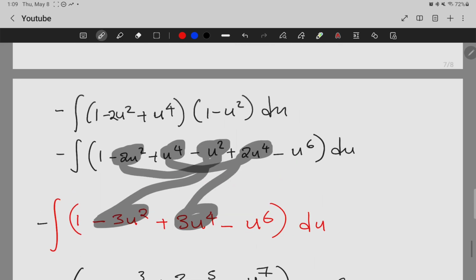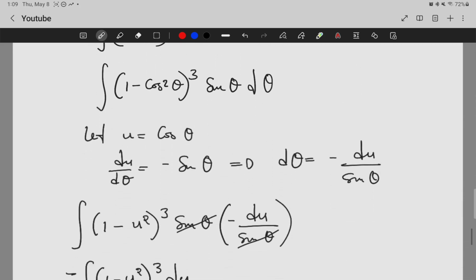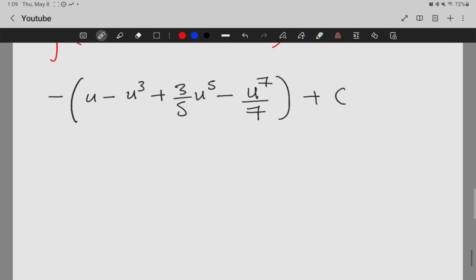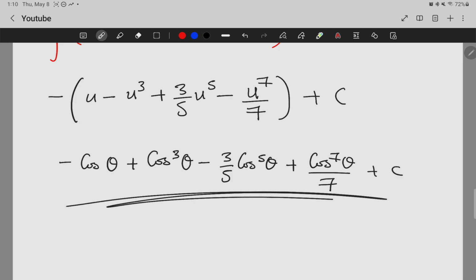Then plus c. Recall what u is. We said u was what when we started. We let u be cos theta. So our expression will be minus cos theta. This becomes plus cos to the power 3 theta plus, this becomes minus when the negative multiplies, 3 over 5 cos to the power 5 theta. This becomes plus cos to the power 7 theta over 7 plus c. Okay, so this is how this one would end up.